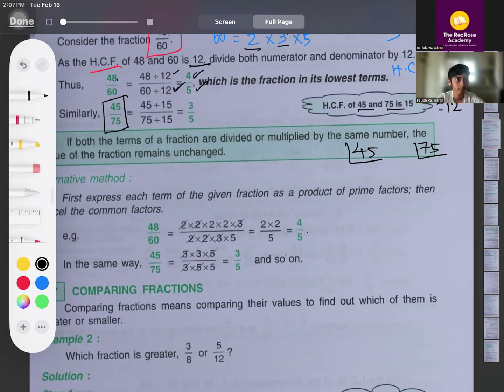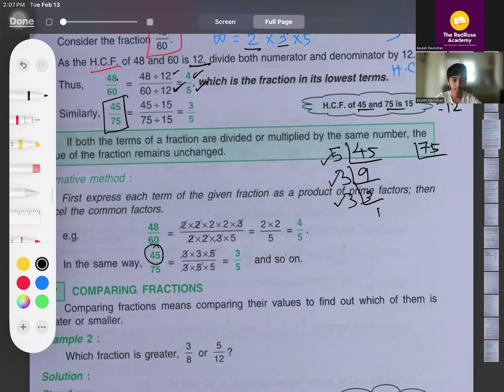You can do the prime factorization. For 45, what is the prime factorization? 5 times 9, and 9 is 3 times 3. So this is the prime factorization. What is the prime factorization of 45? 3 into 3 into 5.